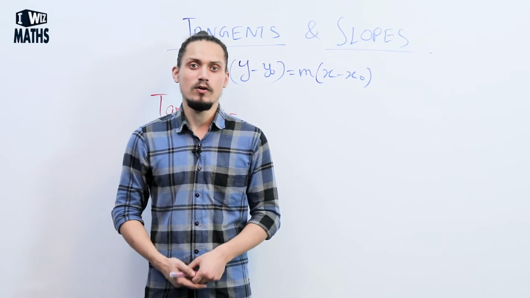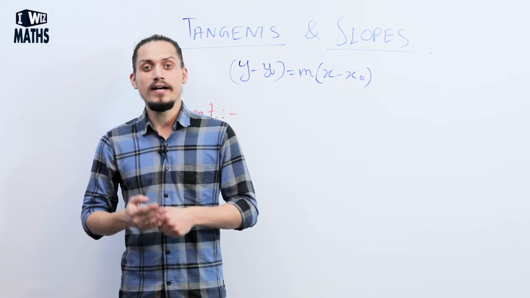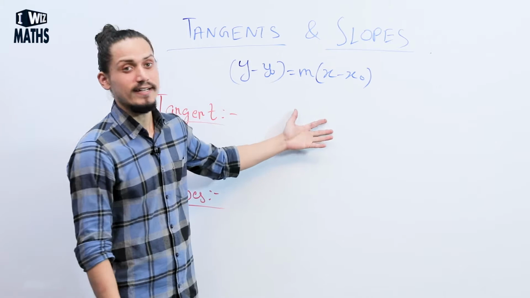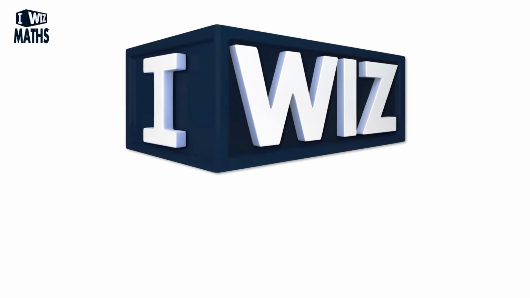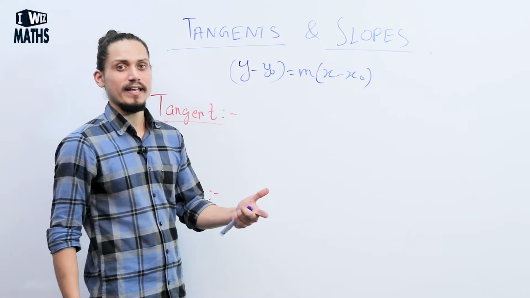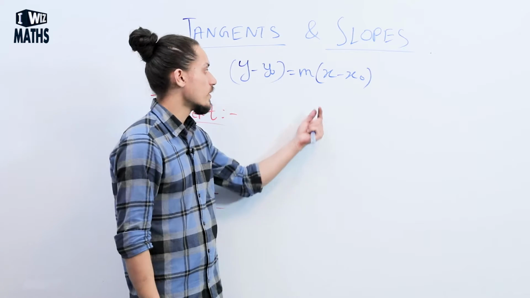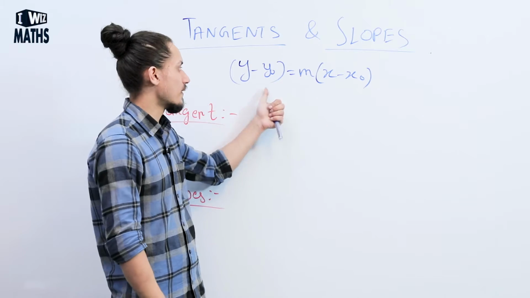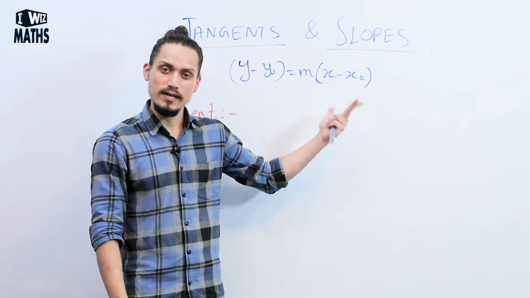We are continuing our chapter of applications of derivatives, and today's first topic is slopes and tangents. So we know the equation of a line passing through point x0, y0 with the slope m is given by y minus y0 is equal to m times x minus x0.